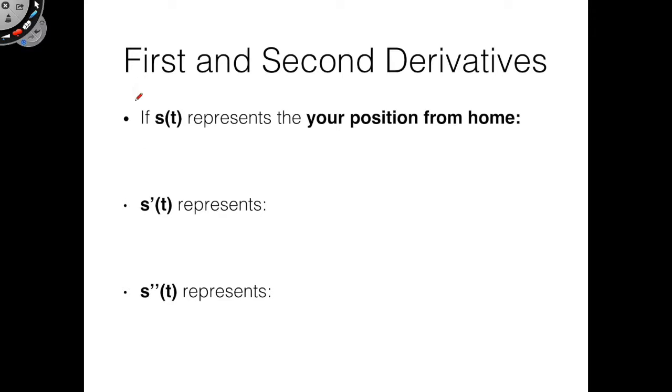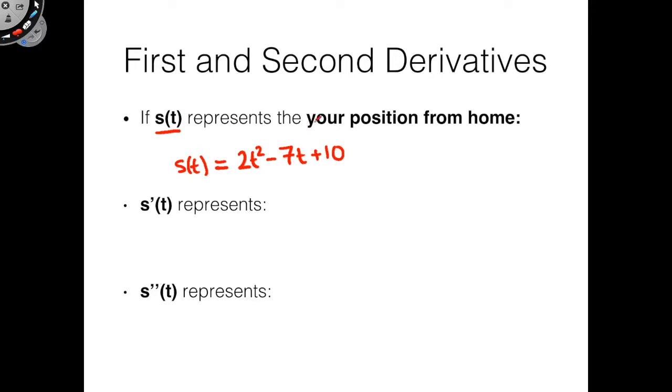So now let's talk about a physics problem. Let's say the function s of t represents your position from home. Let's pick an arbitrary function for s of t, some polynomial of t. So let's say s of t equals 2t squared minus 7t plus 10. I'm just making up these numbers, they have no significance to me. So let's say that's our function for s of t.